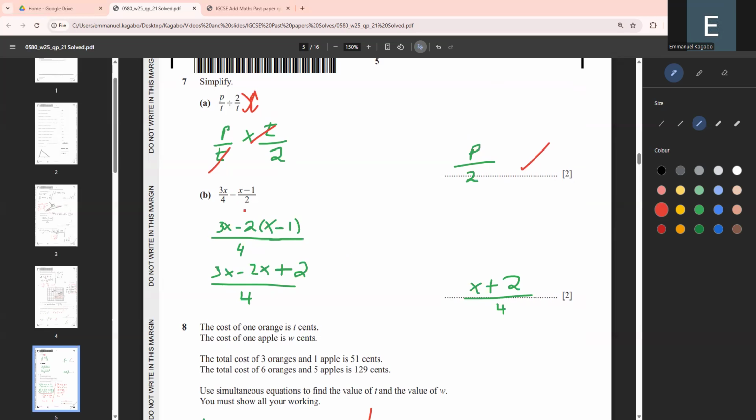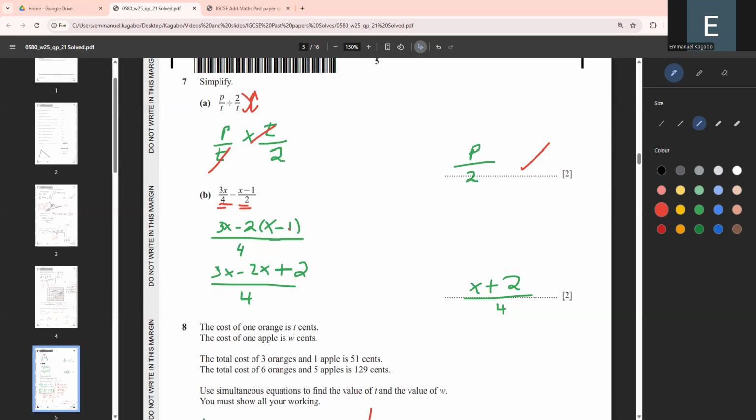3x over 4 minus x minus 1 over 2. So I have to find a common denominator, just the LCM, not actually multiplying. The common denominator will be 4. 4 divided by 4 gives me 1 times 3x. 4 divided by 2 will give me 2, 2 times here. Put it in brackets, guys.